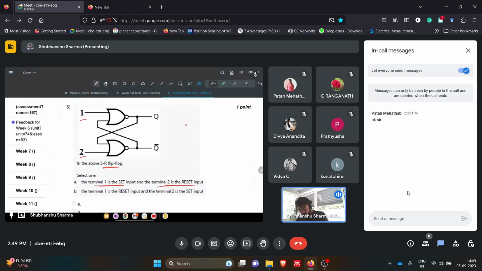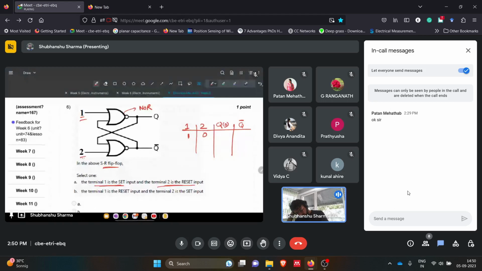Let's say this is 1, this is 2, this is Q, and this is Q bar. Let's say initially Q was 0, just for the assumption. If we give 1 0 in this case, this is our table. Let's say we gave 1 at this side and 0 at the 2 side. This is a NOR gate.